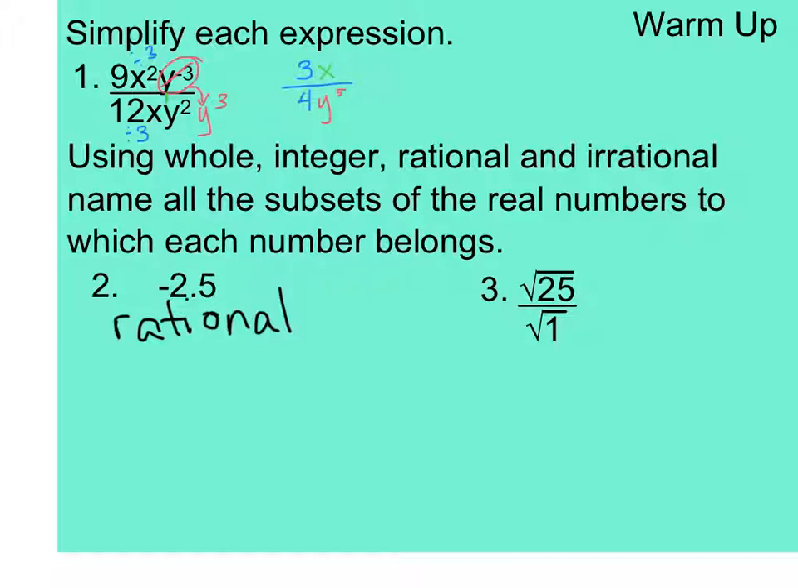Number 3, I can simplify that. Square root of 25 is 5. Square root of 1 is just 1, so that's 5 over 1, which is just 5. Again, our first question, is it rational or irrational? Well, it's a number that stops. It isn't even a decimal, so it is rational. Once I decide it's rational, I then have to decide, is it an integer? Well, 5 is not a decimal or a fraction. It is positive, which integers can be. So yes, it's an integer.